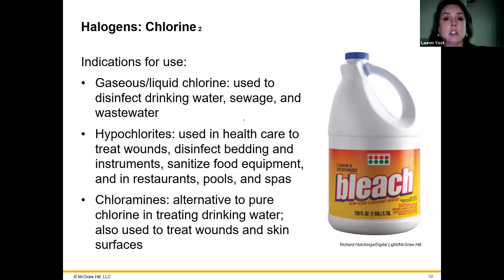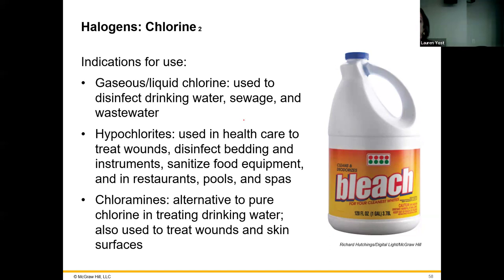Hypochlorites, like bleach, are going to kill all the bacteria in your body too. So that's not good either. So just keep that in mind. Emergency situations are emergency situations though, right? So hypochlorites, like bleach, we mostly use these in healthcare, treating wounds, disinfecting bedding, instruments, sanitizing food and equipment, and in restaurants, pools, and spas.